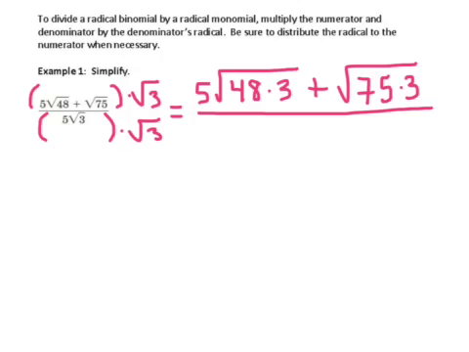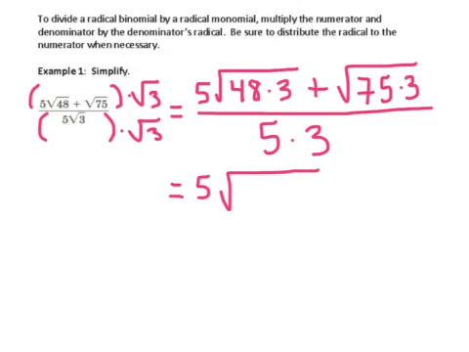Now, the reason we multiplied the denominator by the square root of 3 is because we know that the square root of 3 times the square root of 3 is 3. And that was our act of getting rid of the radical in the denominator. Now, let's multiply 48 and 3.